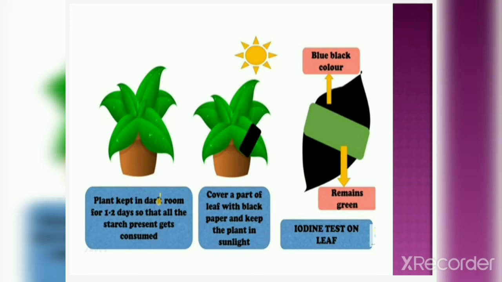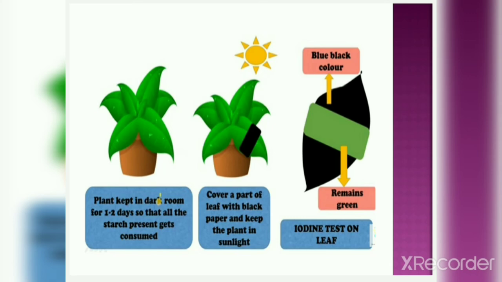After that, cover a part of a leaf with black paper as shown in the figure and keep this plant in sunlight. Then you will perform the same iodine test on this leaf. You will notice that the part of the leaf which was covered by the black paper remains green in the iodine test, and the other part which was not covered by the paper turns blue-black.